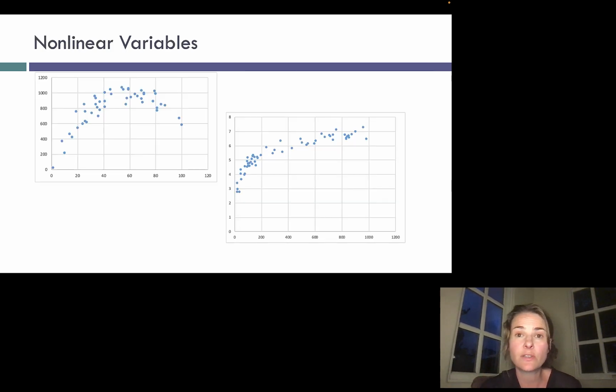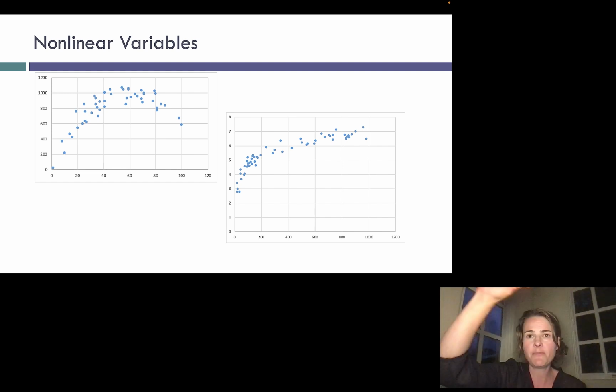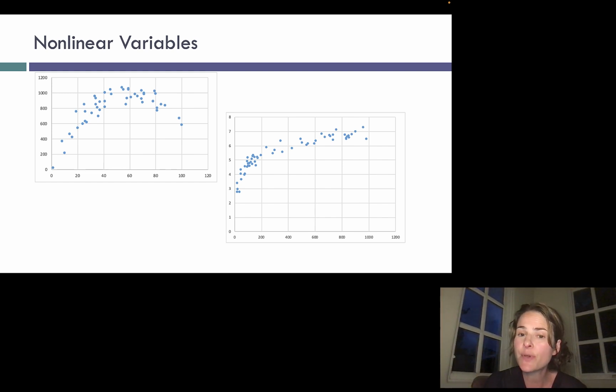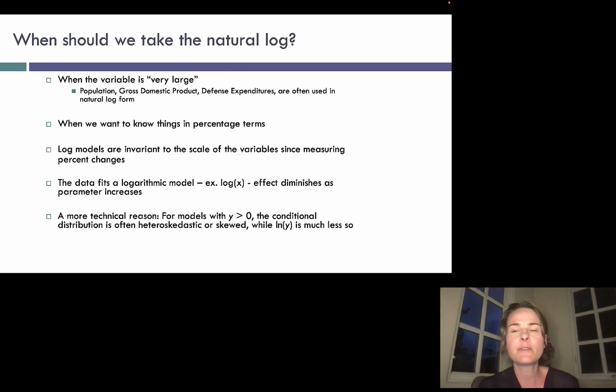We can also include nonlinear variables in our models. The one on the left goes up for a while and then it goes down. We're going to include that with a quadratic term. The one on the right, I'm an economist, so I love the law of diminishing returns. The law of diminishing returns implies you have things that go up and then they flatten off. And that's what we're looking at on the right, otherwise known as a logarithmic model. So logarithmic models are fairly common to encounter.